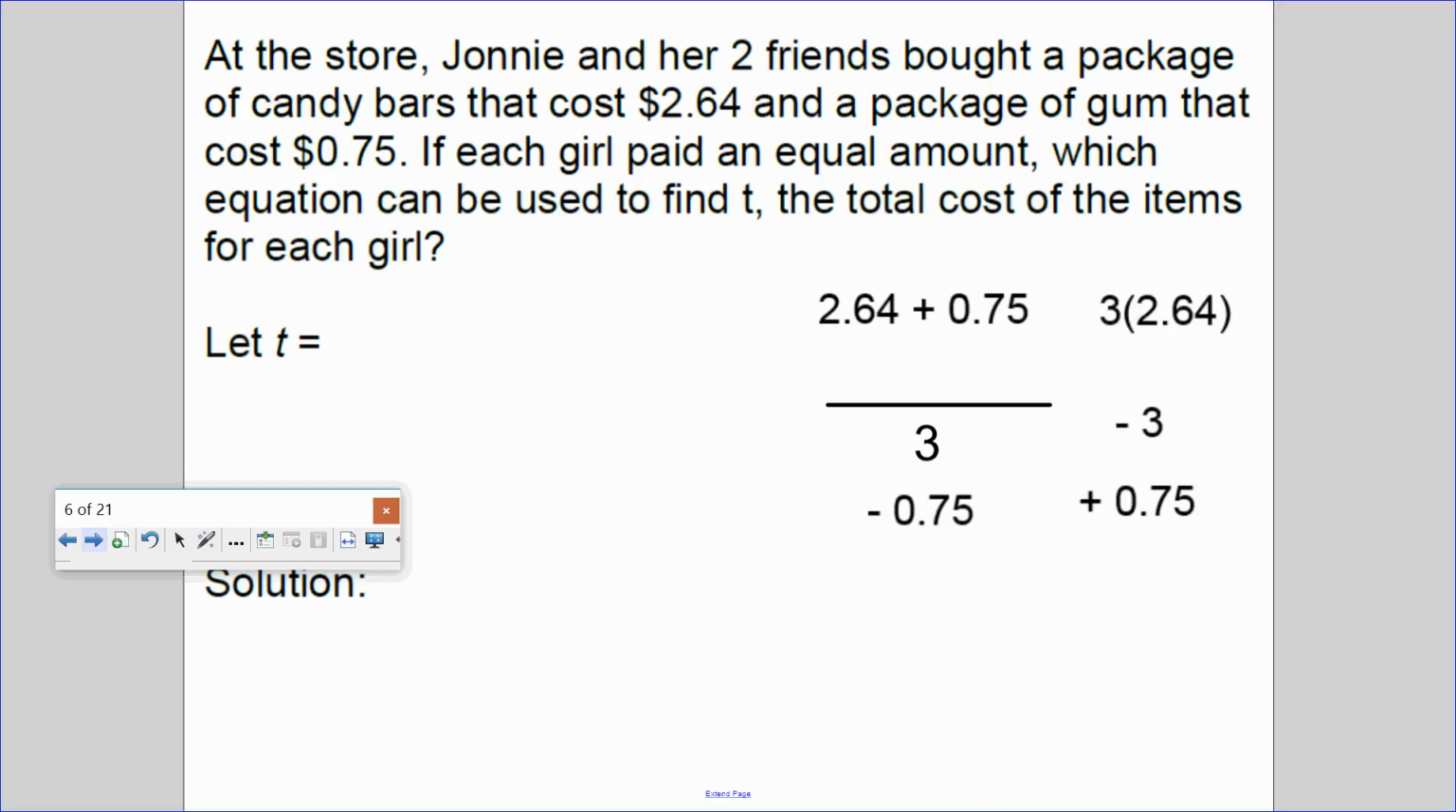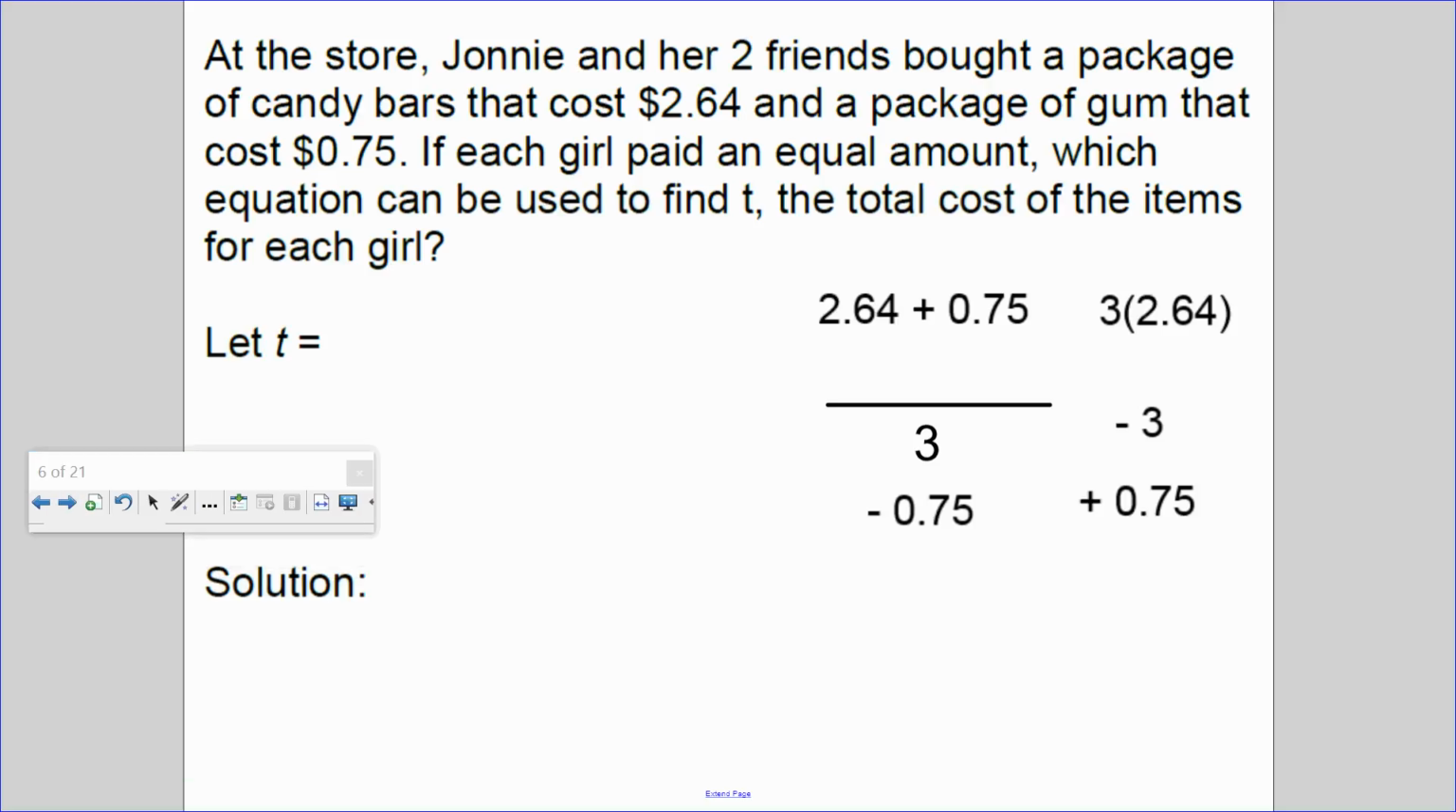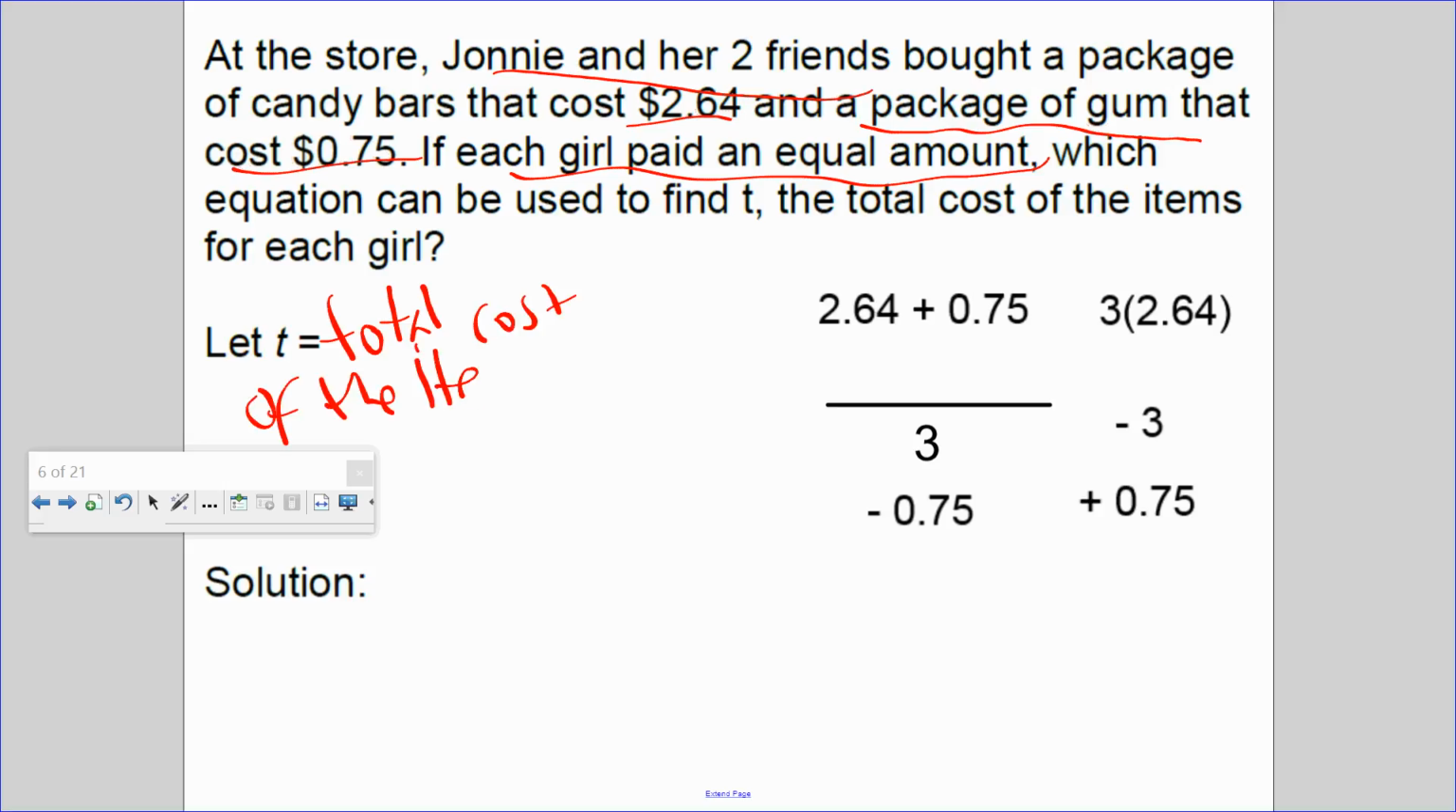Let's look at another example. Two friends bought a package of candy for the cost of 64 cents and a package of gum that cost 5 cents. If each girl paid an equal amount, which equation can be used to find the total cost for each girl? So we need to find the total cost of the items for each girl. How much money did each girl spend?